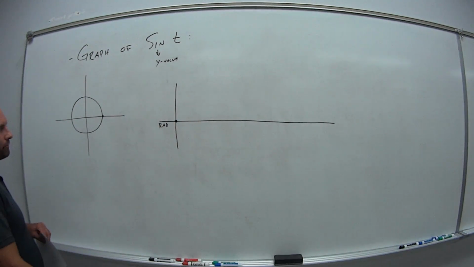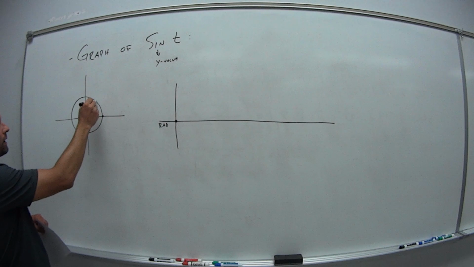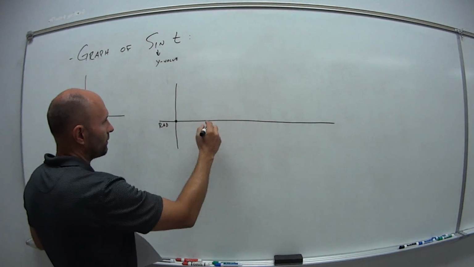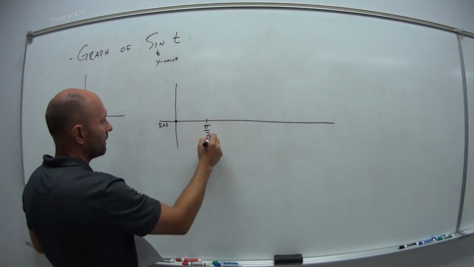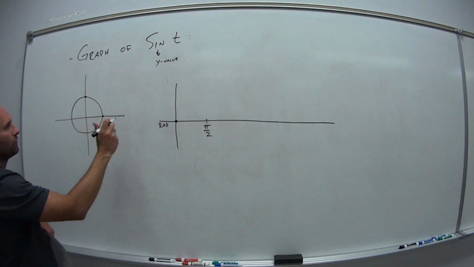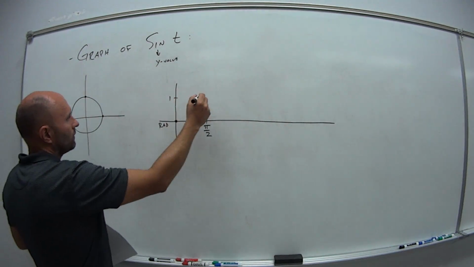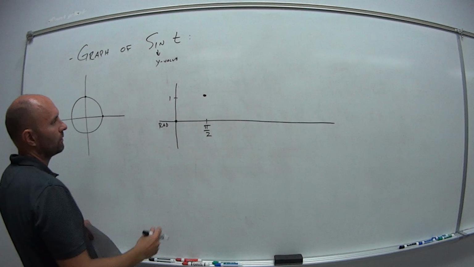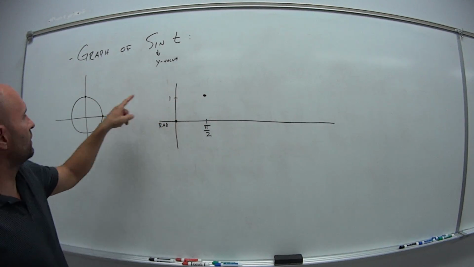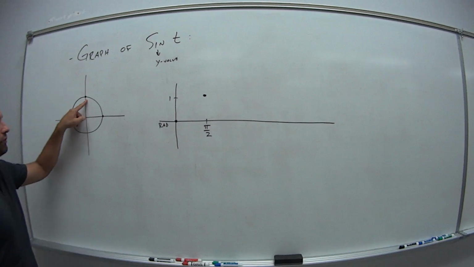As I move around the unit circle, when I get to pi over 2, so when I'm pi over 2 radians away, what's my value for y? My value for y is 1. So that puts me here. So at pi over 2 radians, I'm 1 unit away from the origin. My value for y is 1.